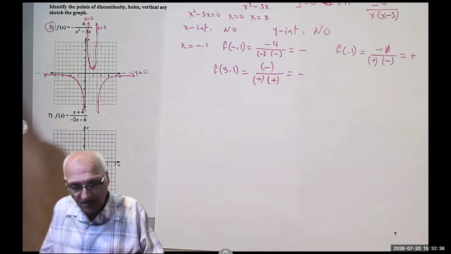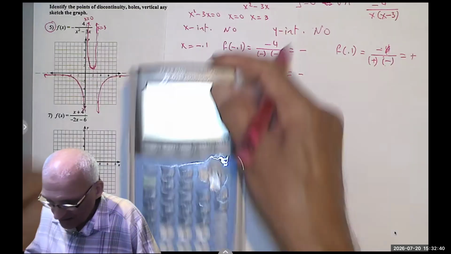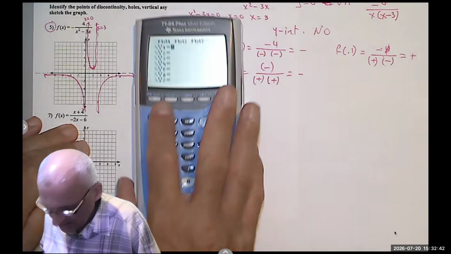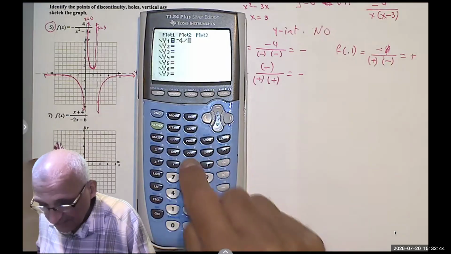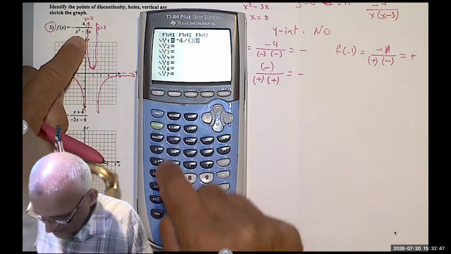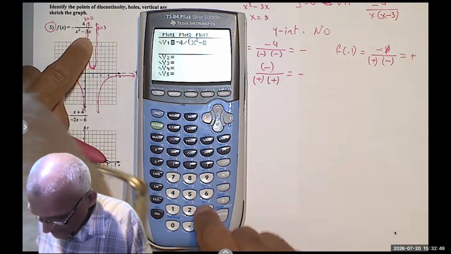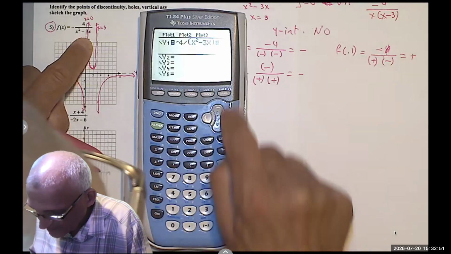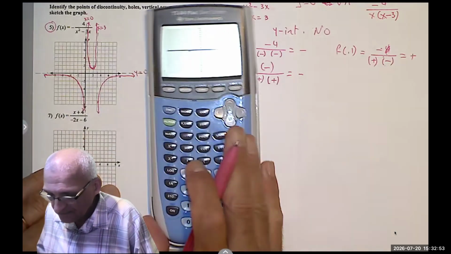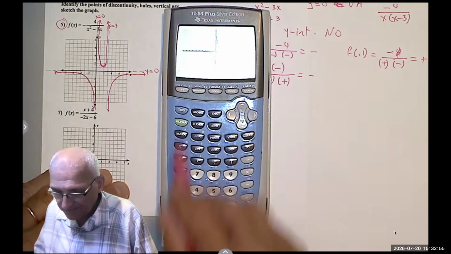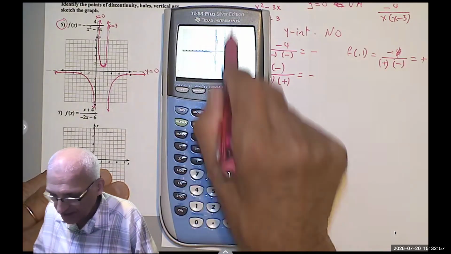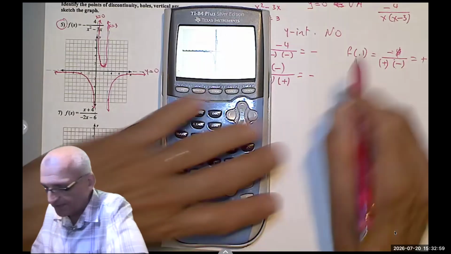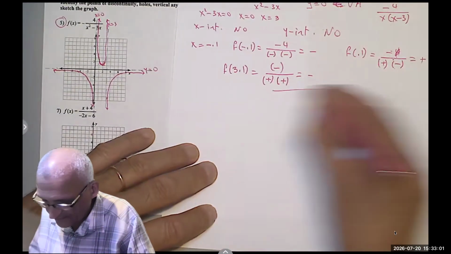Let's try to plot it and see. Negative 4 divided by x squared minus 3x, close parentheses, graph. Yeah, left branch, U shape, right branch. Okay, so that's number 5.